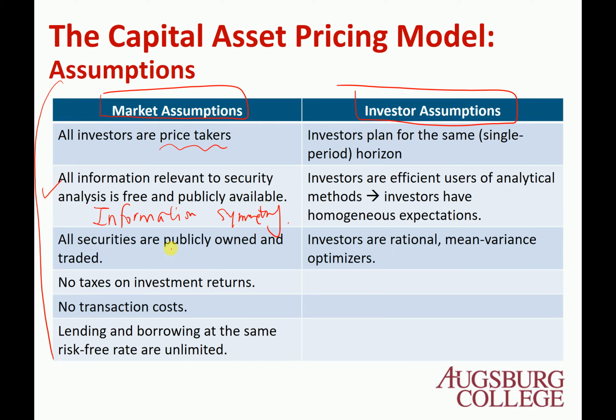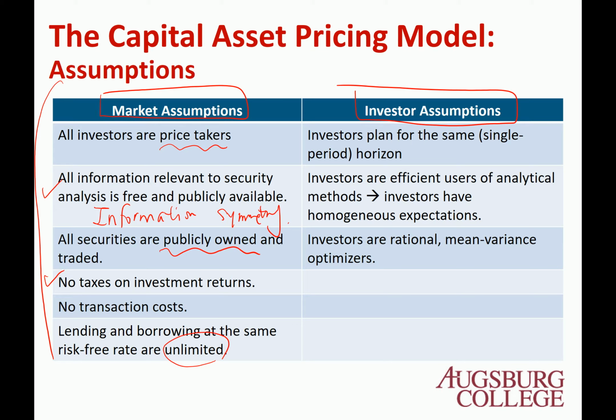Now, all securities are publicly owned and traded, so there are no privately owned securities. This model usually just works for stocks of publicly listed firms. No tax, so we should not include tax in this model. No transaction cost. And lending and borrowing at the same risk-free rate are unlimited. In fact, everybody has a different rate of lending and borrowing, but we just assume that everybody can borrow and lend at the same rate, which is the risk-free rate, and the amount is unlimited.